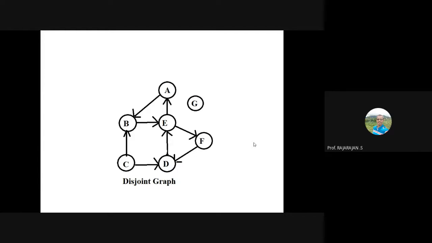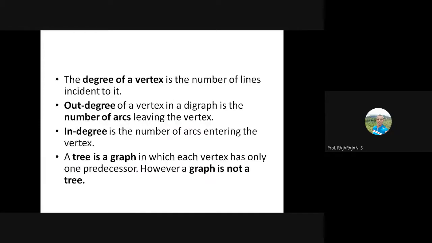So obviously, when you remove the restriction on a tree, it becomes a graph. That means every tree can easily be considered a graph, but only if the graph doesn't have multiple parents or more than one in degree can it be treated as a tree; otherwise it cannot. That's the last point mentioned here: a tree is a graph in which each vertex has only one predecessor. However, a graph is not necessarily a tree.